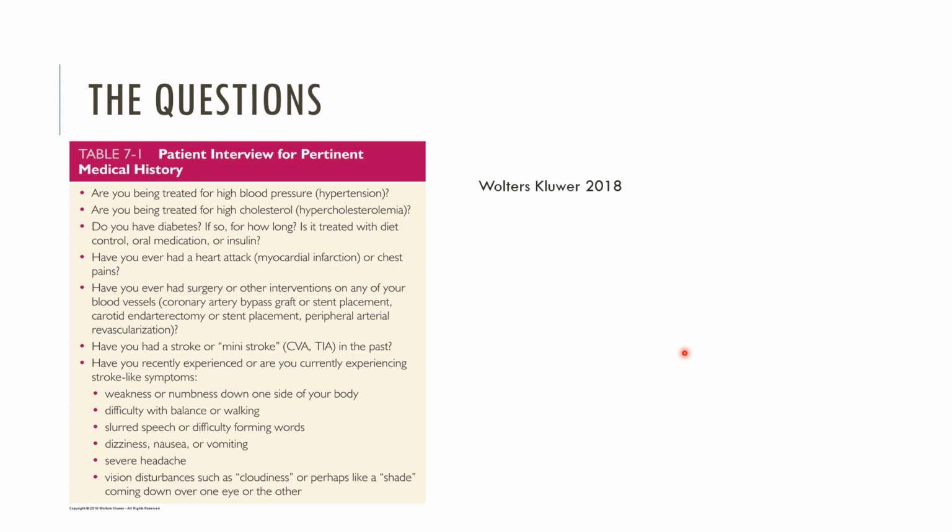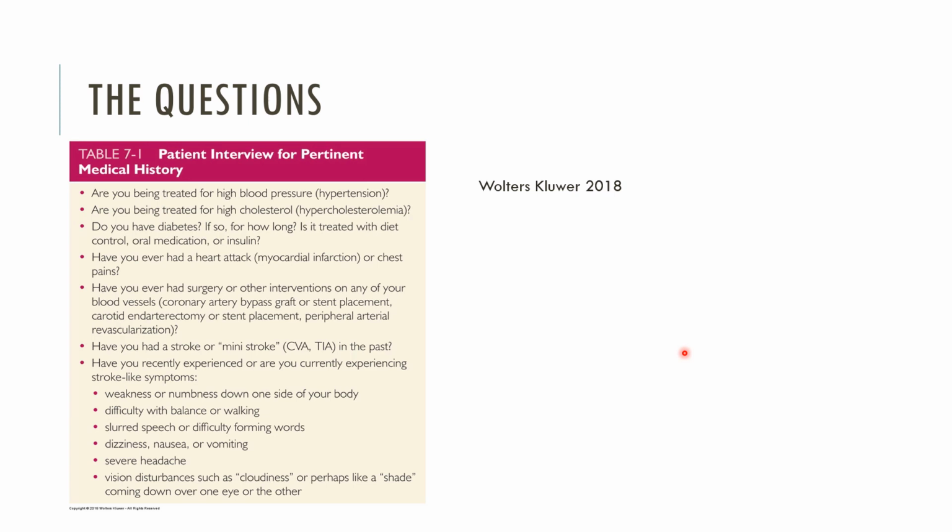If they don't know if they've had a stroke or a mini stroke, then you want to ask them about some of their experiences. So have you had weakness or numbness down one side of your body? If so, which side? Have you had difficulty with balance or walking? We know that that would be indicative of vertebrobasilar issues.